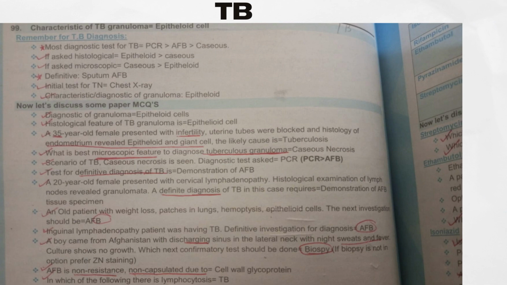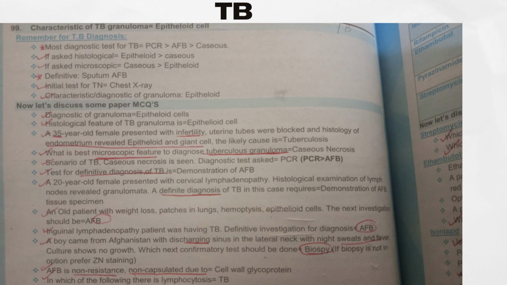Alright, AFB is a non-resistant, non-capsulated bacteria due to cell wall glycoprotein. If there is a question that asks the histological feature of TB granuloma, then you are going to take epithelioid cell, right? The diagnostic of granuloma or TB granuloma is epithelioid cell. If asked the macroscopic feature to diagnose TB granuloma, then the answer is going to be caseous necrosis. A 35-year-old female presented with infertility, uterine tubes were blocked, and histology of endometrium revealed epithelioid and giant cells. The likely cause is going to be TB.